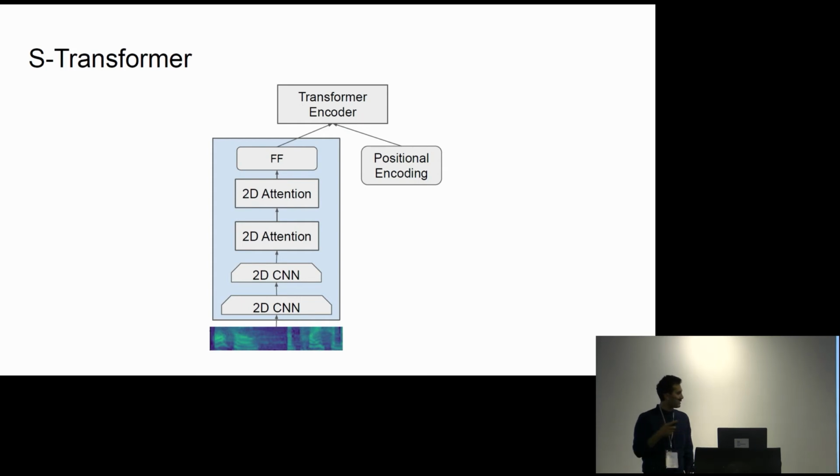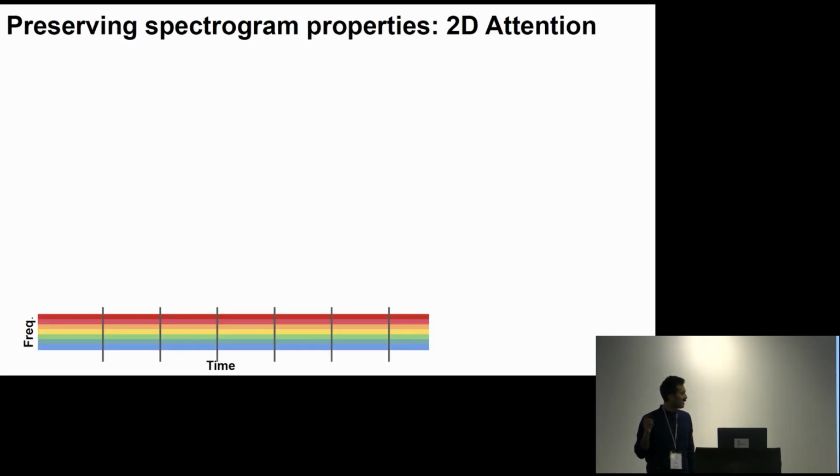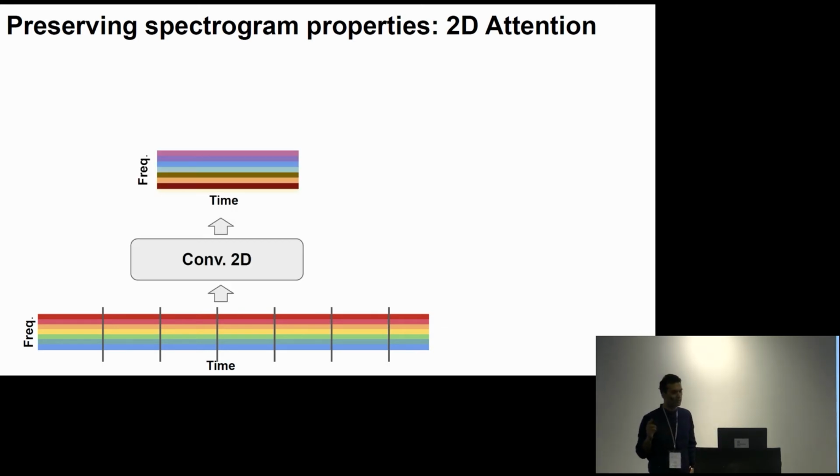On the spectrogram input, we have convolutional neural networks because they can model local bidimensional dependencies, and also bidimensional attention that I will talk about in a couple of slides. The idea is also to capture bidimensional long range dependencies. So this is how the bidimensional attention starts. We have our spectrogram or a higher level representation of a spectrogram. There are bidimensional convolutions inside the attention.